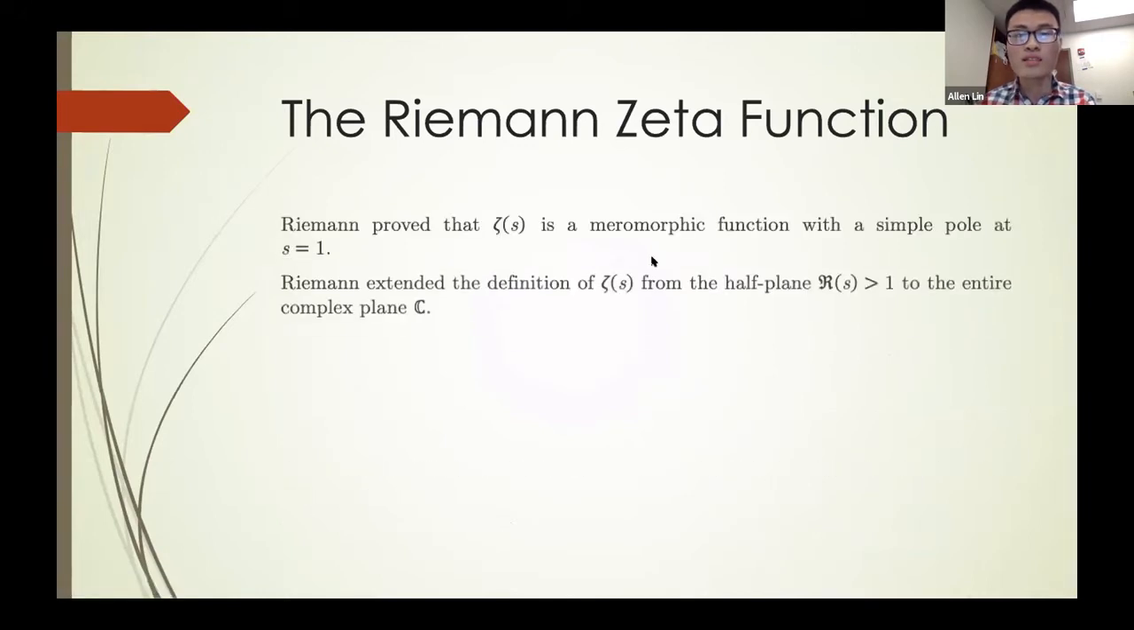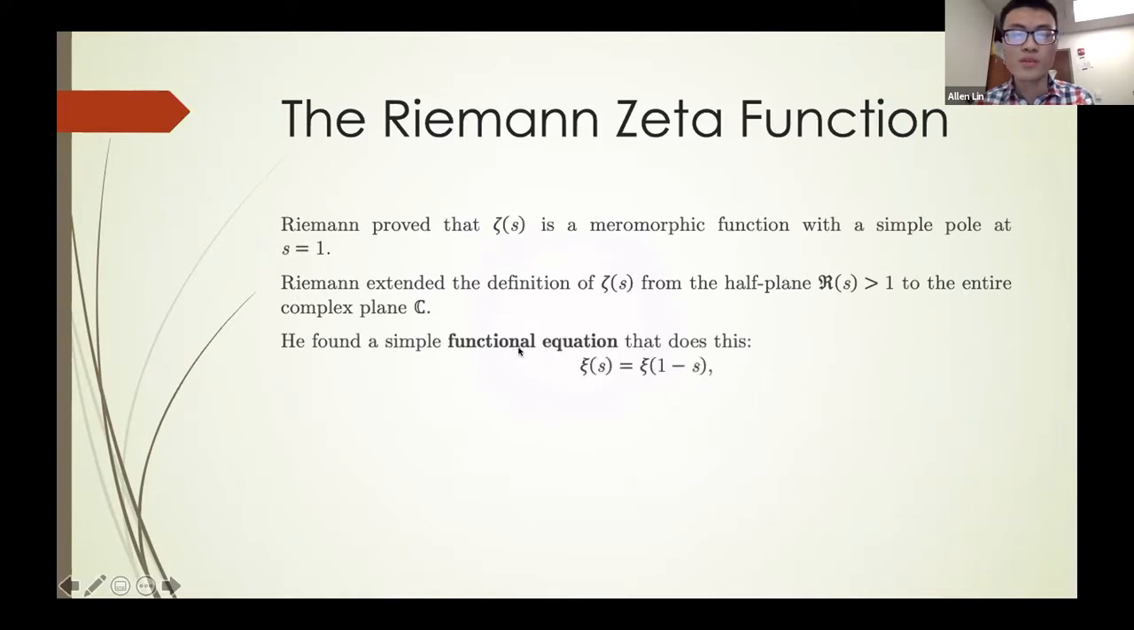So Riemann showed that zeta of s is a meromorphic function with a pole at s equals 1. He extended the definition from the half plane to the entire complex plane. He found a simple functional equation that does this. He related the value at s to the value at 1 minus s, where Z of s is this following equation. Notice how Z of s has gamma of s over 2 in it.